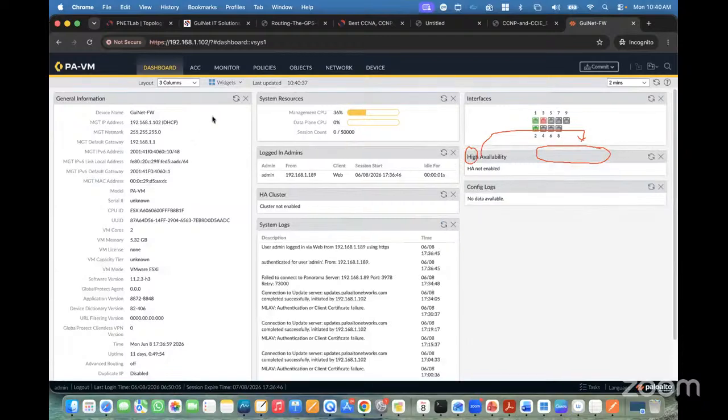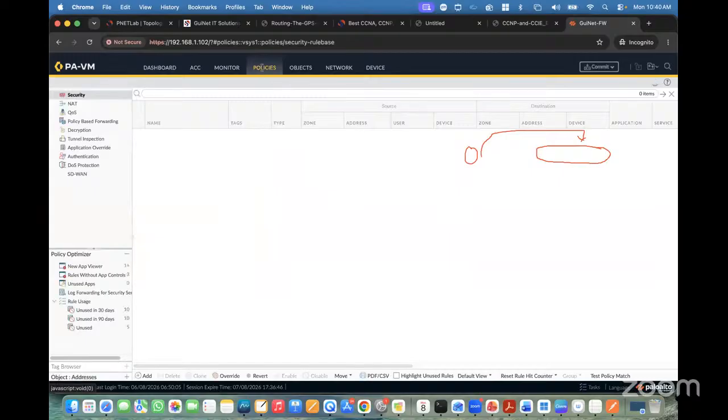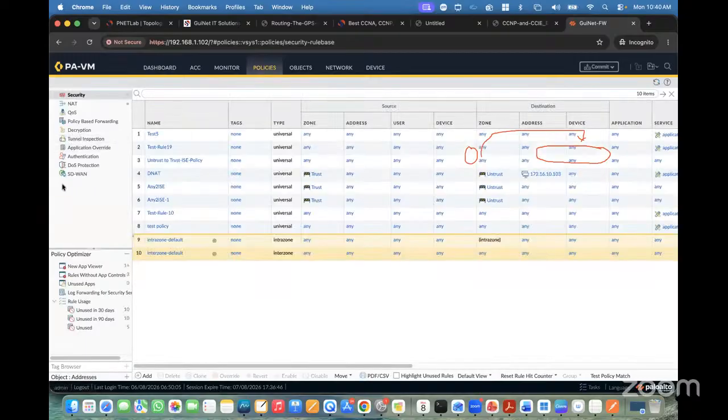So you see here, we go in the policies and see. This is the application override policy. See, this is the application override policy. So why do we create the application override policy?